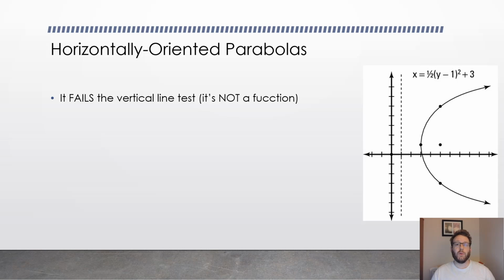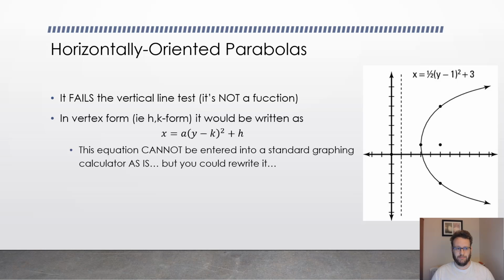In the vertex form, you would have a very similar format, but instead of x minus h squared, you have y minus k squared times a plus your h value. So slight rewrite, but the same general premise. The k value is always attached to the y, the h value is always attached to the x, but since it opens sideways, we have y squared. And this cannot be entered into standard graphing calculators as is, but we can rewrite it.